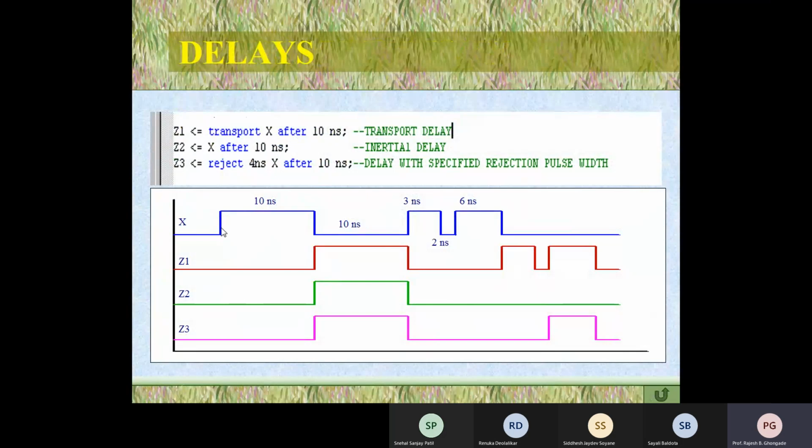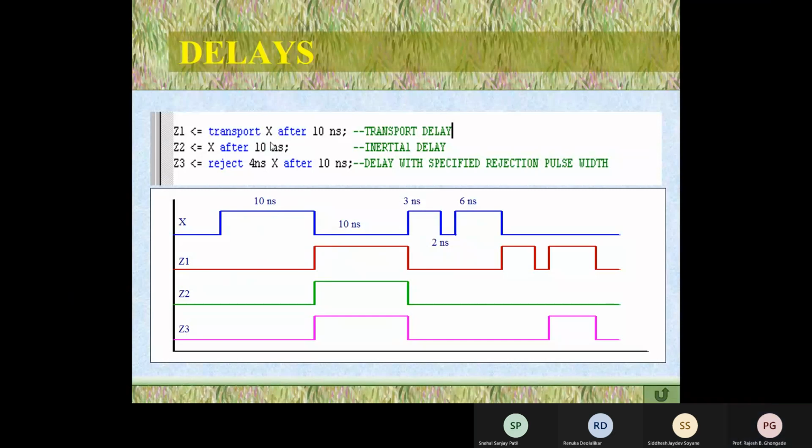You see here, Z1 is assigned X. X is your input. So Z1 is assigned X after 10 nanoseconds. You can have a look at this. This is a 10 nanosecond duration. So Z1 will be asserted after 10 nanoseconds, and it will go on in the same way. So we have a shifting of the pulse here. The output is shifted by 10 nanoseconds. That is what the transport delay does.